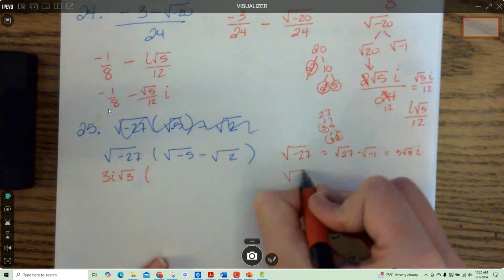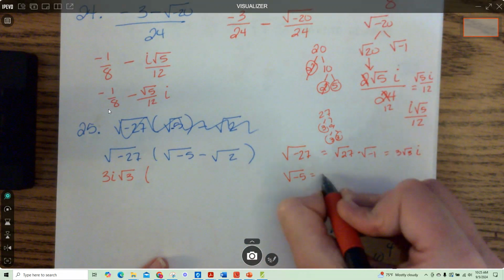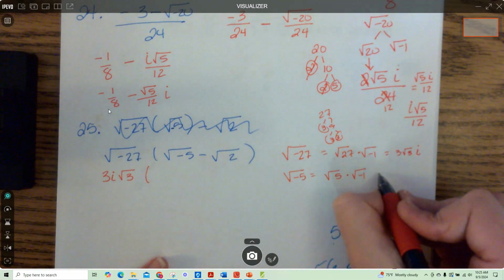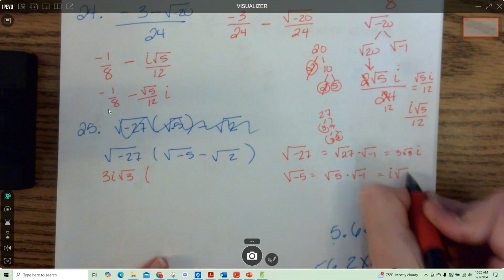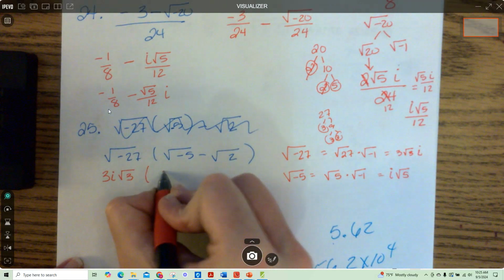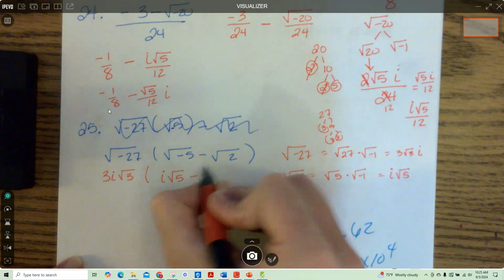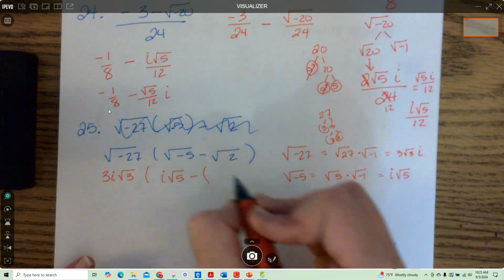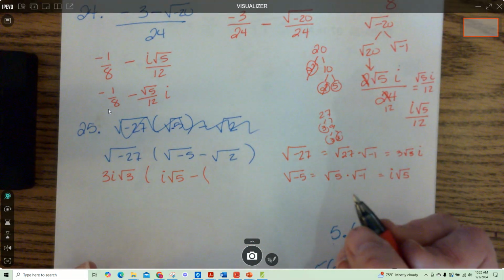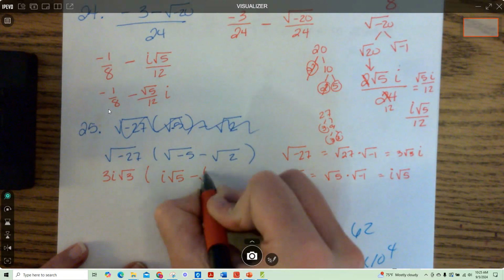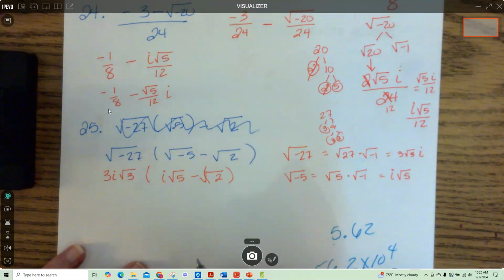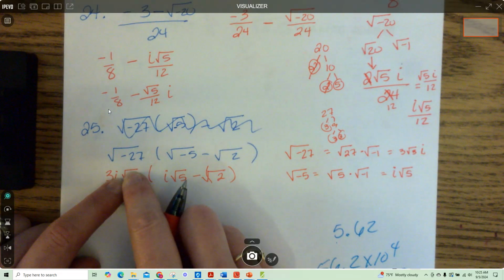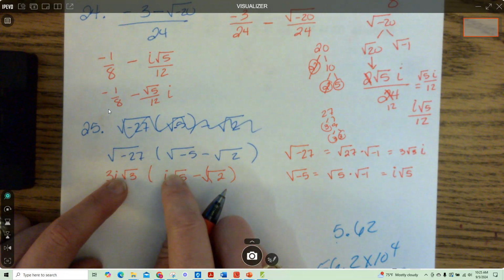All right, square root of negative 5 is the square root of 5 times the square root of negative 1, which would just be i times the square root of 5. Minus, and then I'm going to put that in parentheses here so I can make sure that I distribute it right. Oh, square root of 2 doesn't break down any further, so it is just going to be negative square root of 2. And then we've got to multiply this piece times this piece.